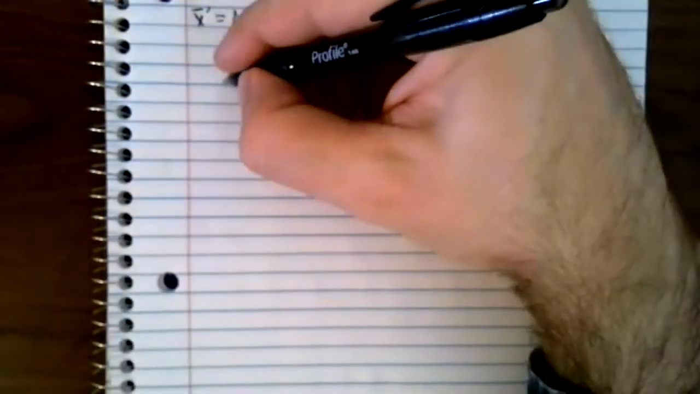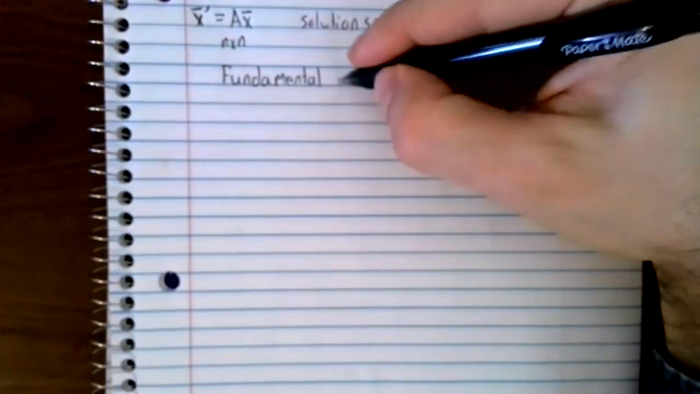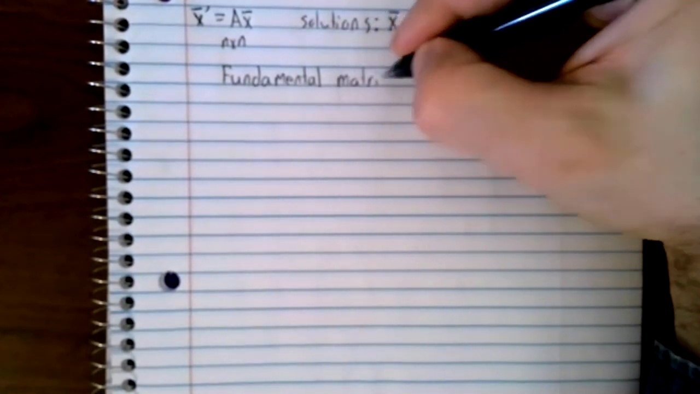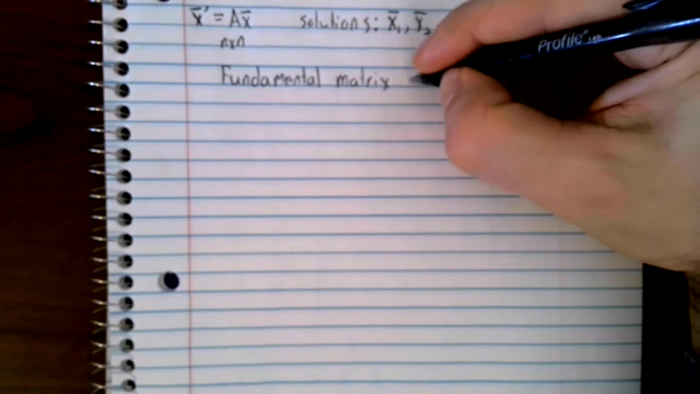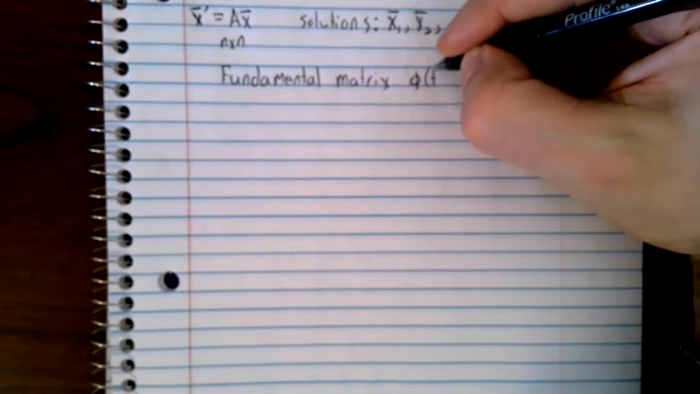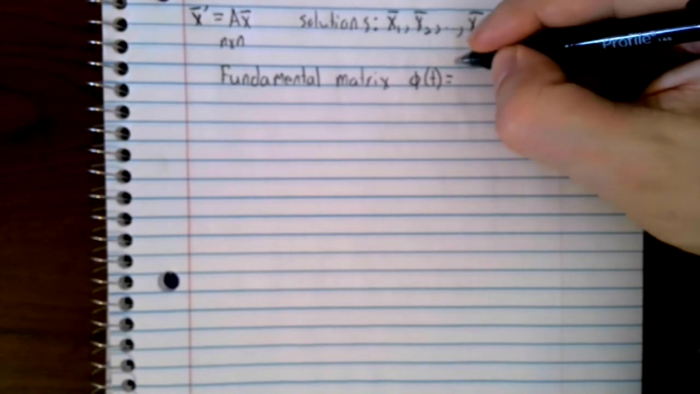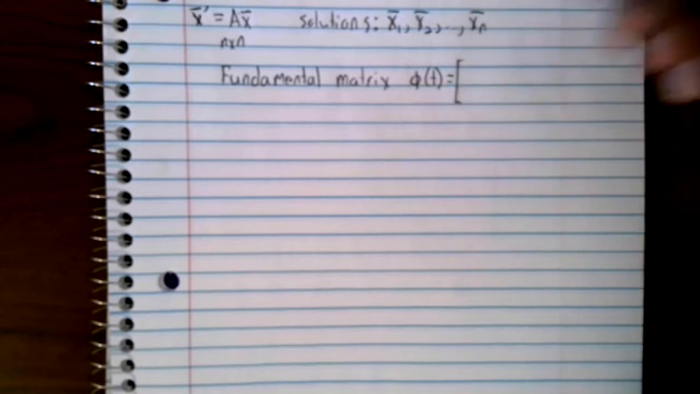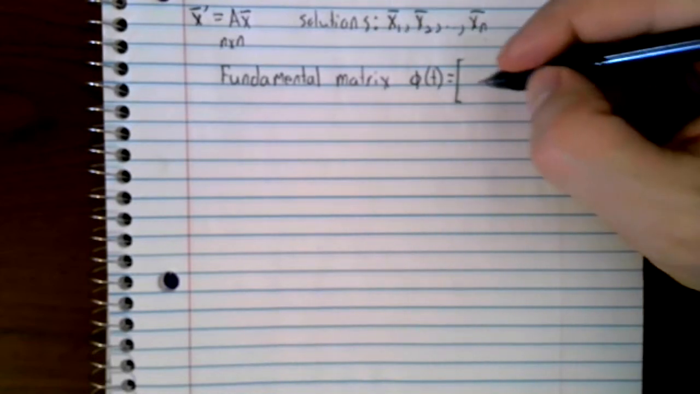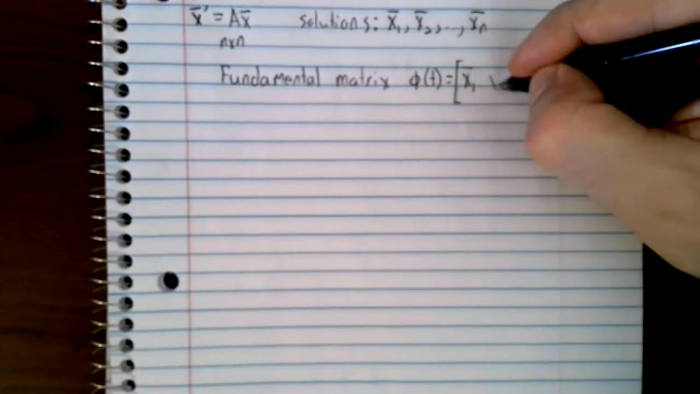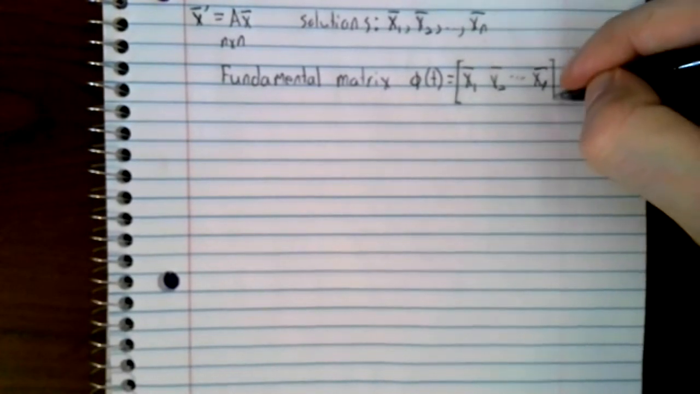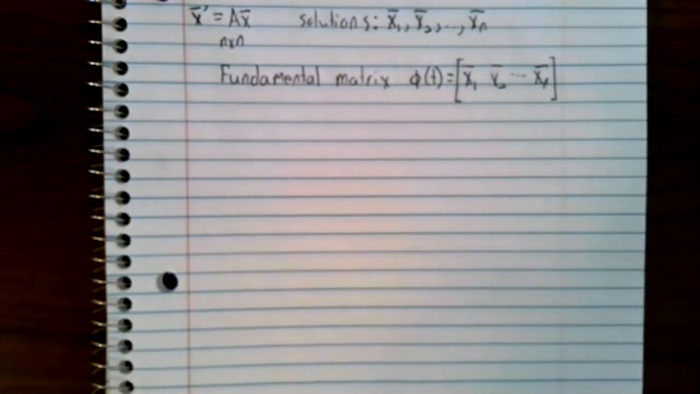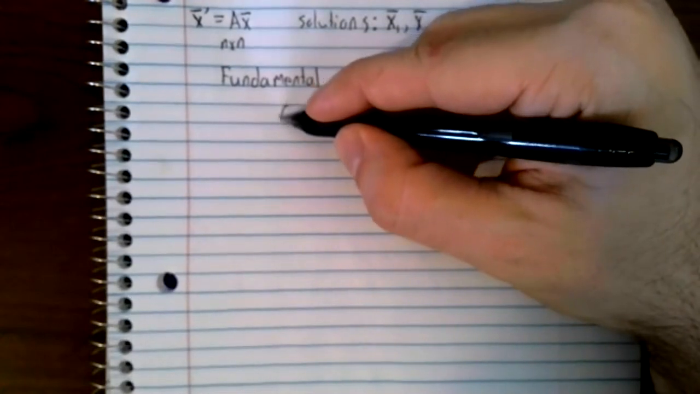We define the fundamental matrix of this equation to be phi of t equals the matrix with these solutions as columns. We say the fundamental matrix.